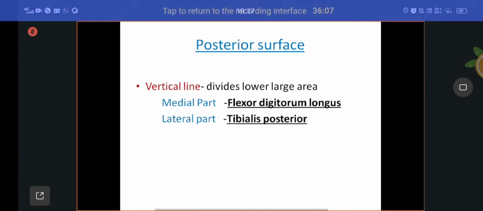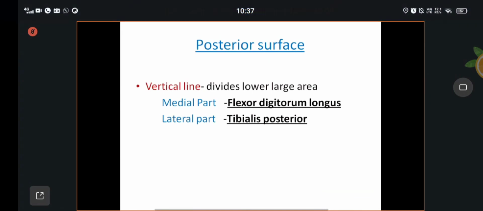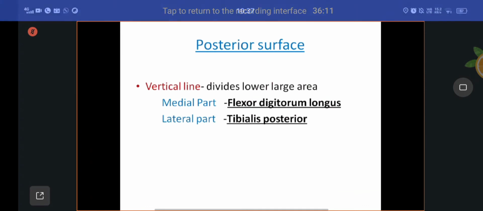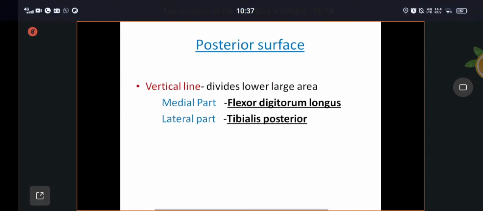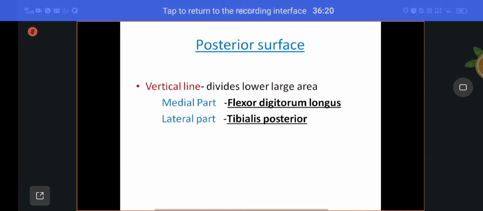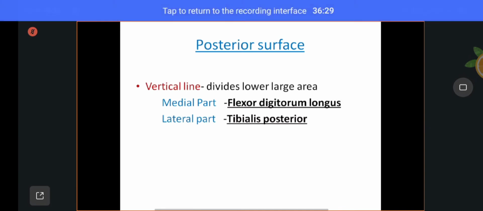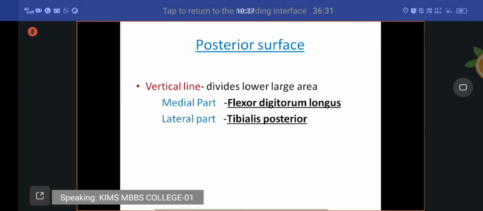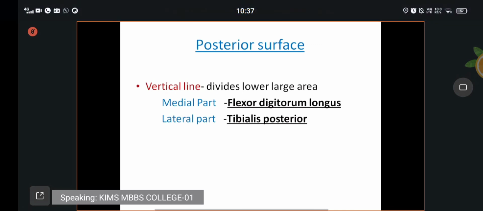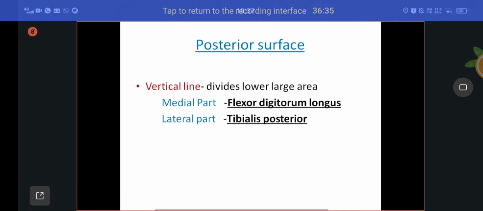These are the three important muscles that take origin from the posterior surface of the tibia. First, you have to remember how many muscles are attached. That is very, very important. If you remember the number, you can automatically recollect the names of the muscles. Once again, I am telling you, one thing is very, very important.